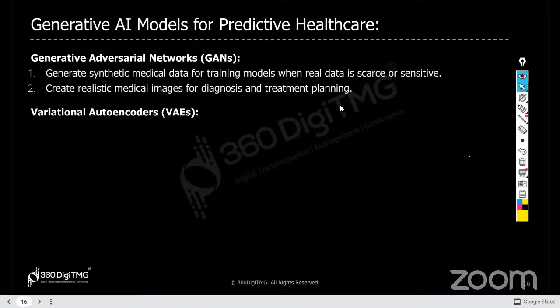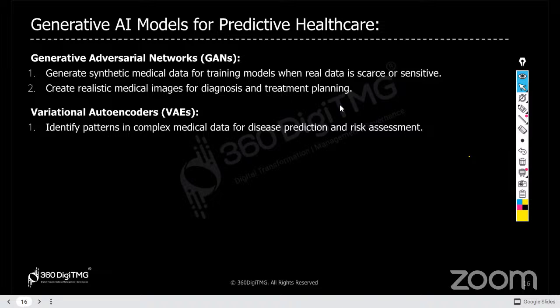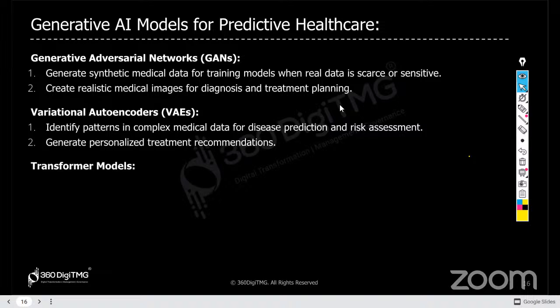Then what about VAEs, variational autoencoders? It is like a detective for medical data. They look at a lot of complex information about a person's health and try to find the patterns. These patterns help to predict the disease and understand the risk someone might have. So they suggest personalized treatment plans based on the patterns they find in the research.